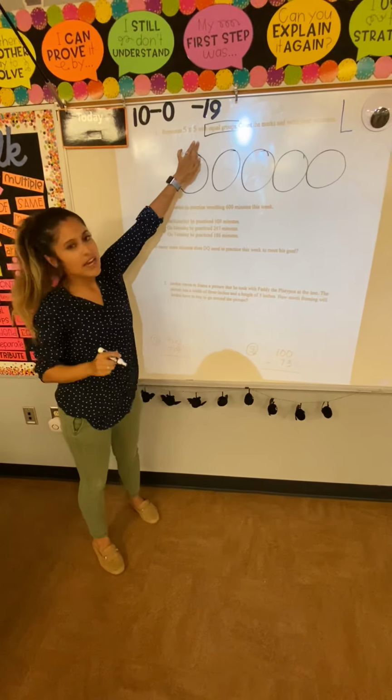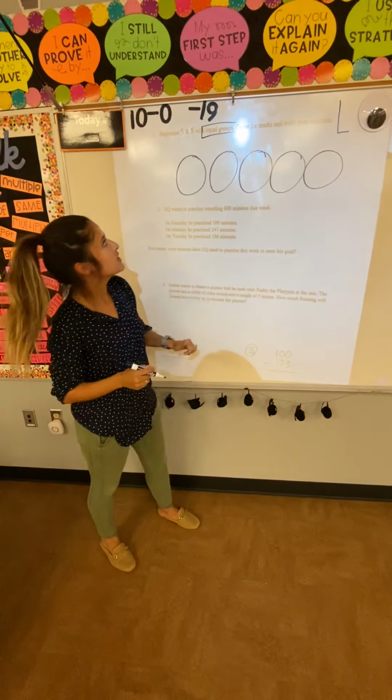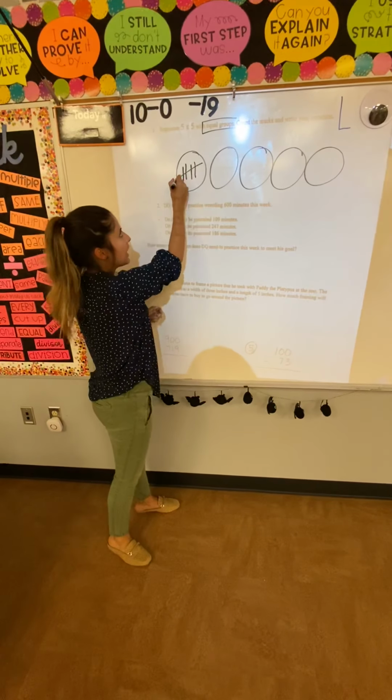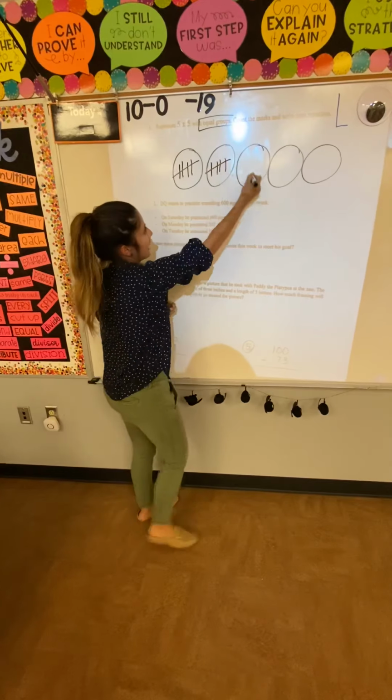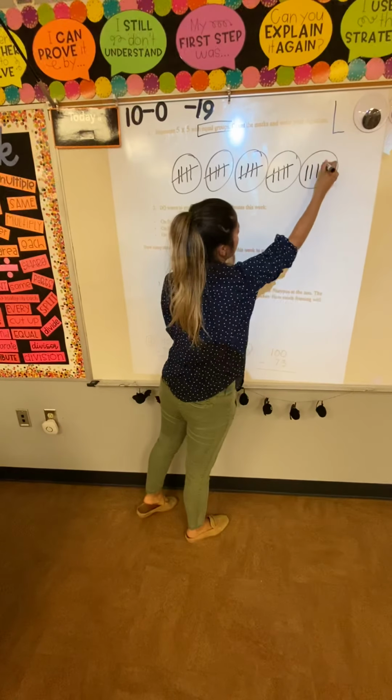Now that second factor that's being multiplied, that's the number that goes inside each of my groups, and we show that with tally marks. 1, 2, 3, 4, 5. Each group needs to have 5 inside. So we're multiplying our 2 factors, 5 times 5.